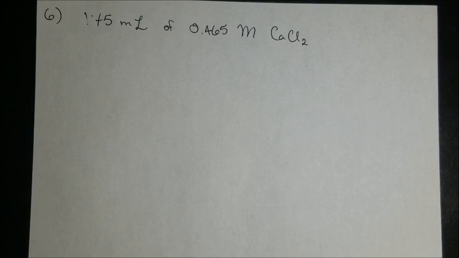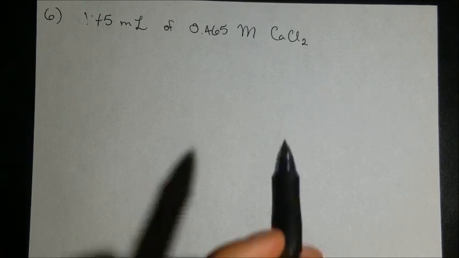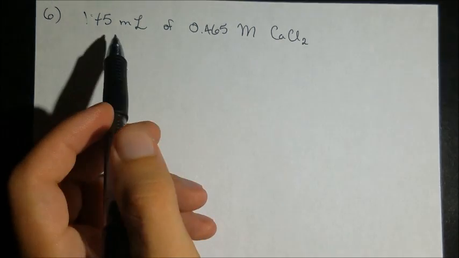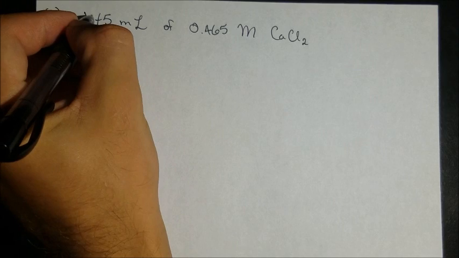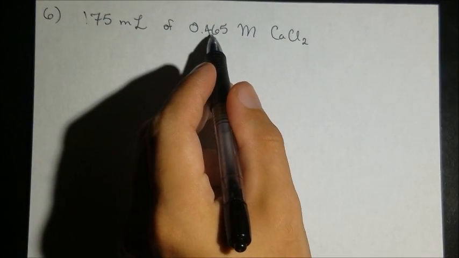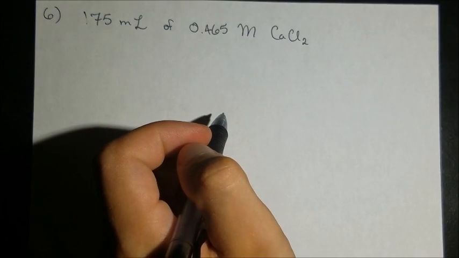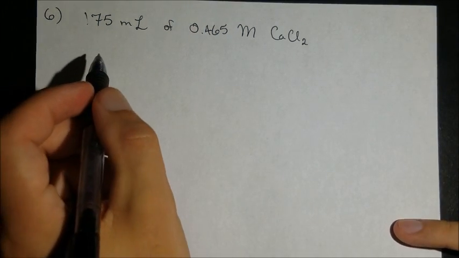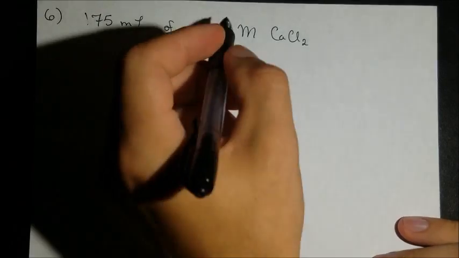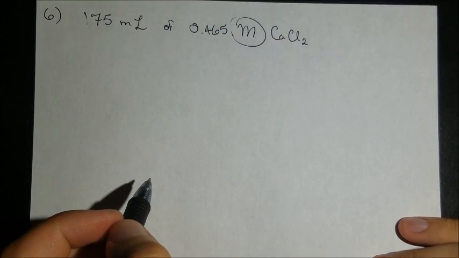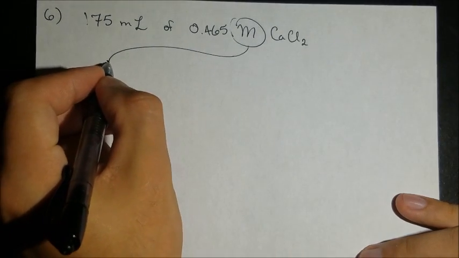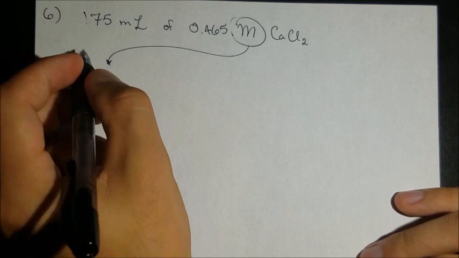Number 6 asks us to determine how many moles of calcium chloride are present if we have 175 milliliters of a 0.465 molar solution of calcium chloride. So the first thing I would do for a problem like this is remember, what does this M mean? What is molarity? So let's define molarity here before we go any further.